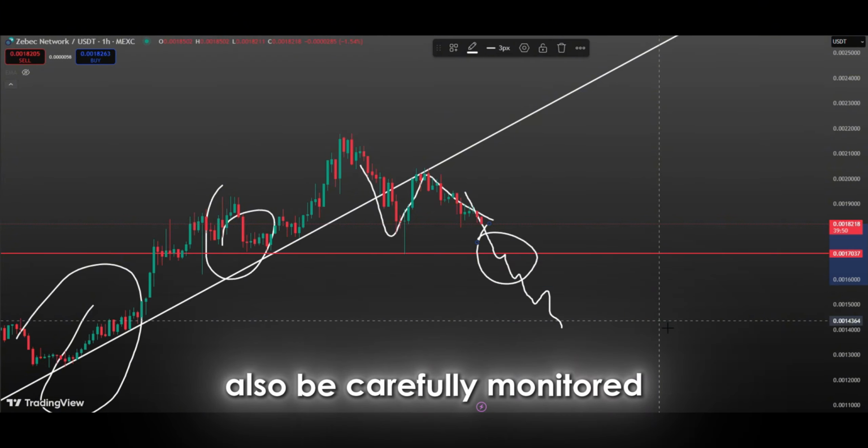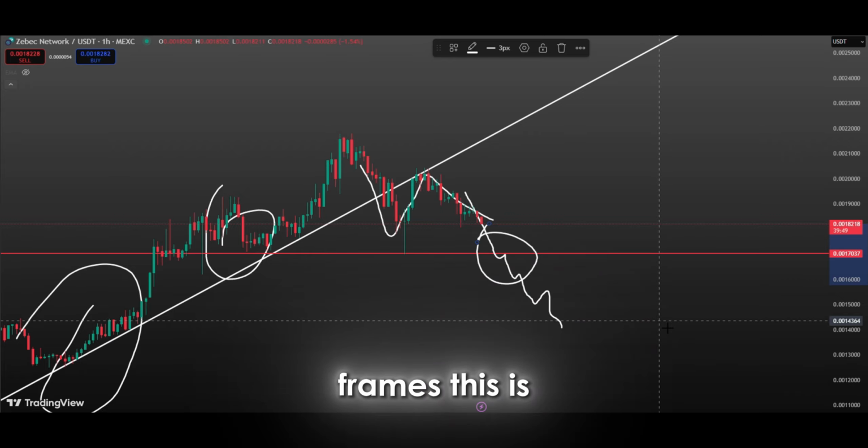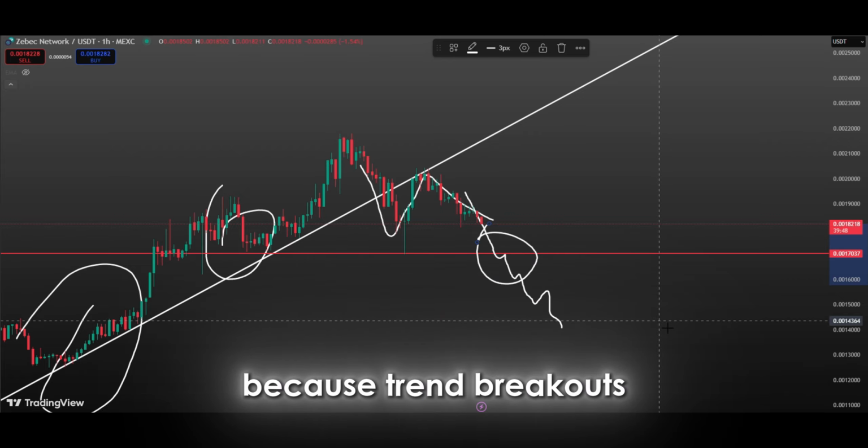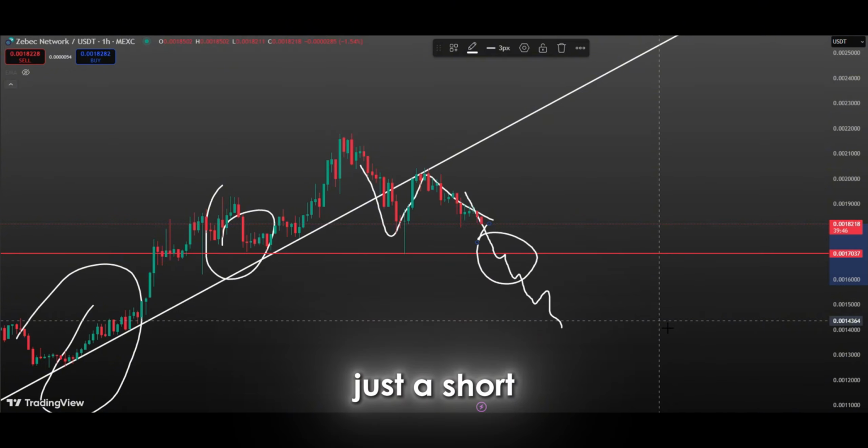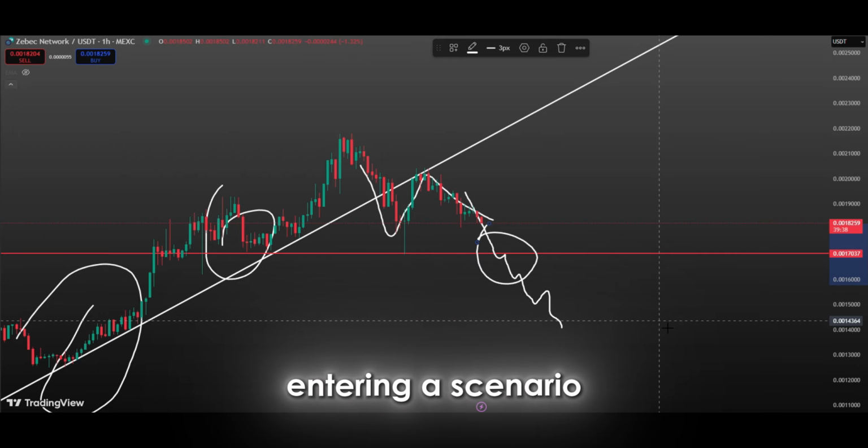This decline should also be carefully monitored on larger time frames. This is because trend breakouts and subsequent sell-offs following retests are usually not just a short-term correction. On the contrary, such technical patterns can also signal the start of a new downtrend where the price may test deeper support levels. If the price is unable to break back above the trend line and hold on to it, then we are entering a scenario where the selling pressure will deepen and investors' risk appetite will be further diminished.